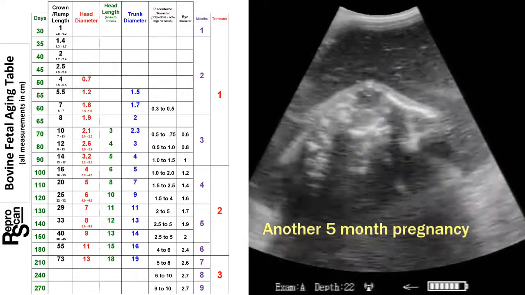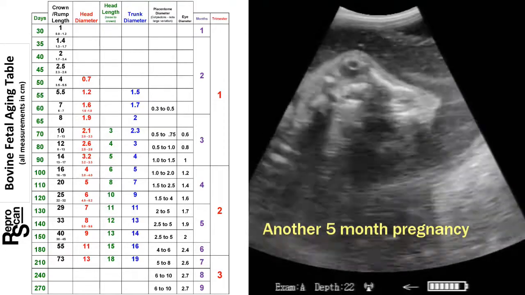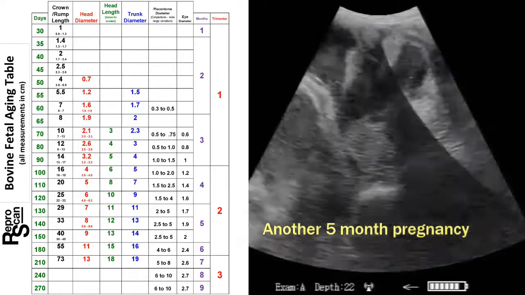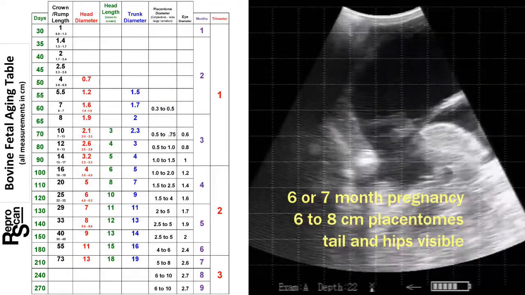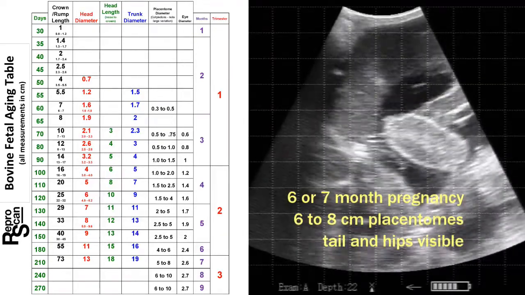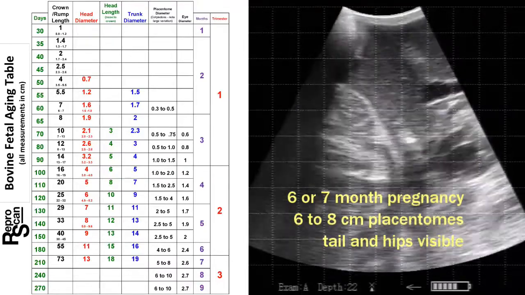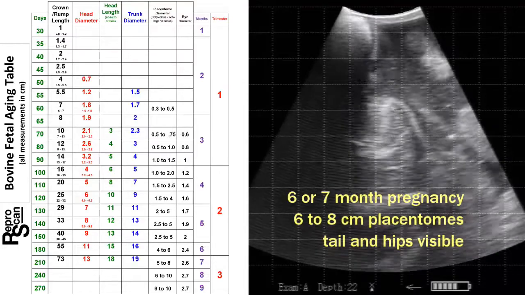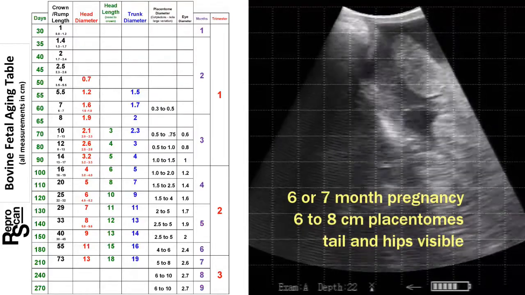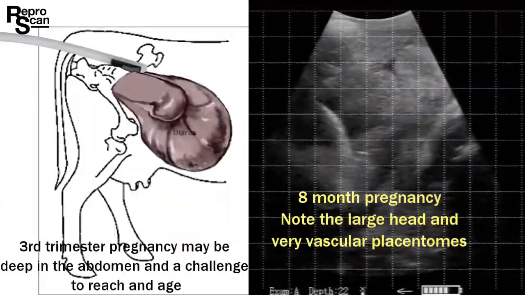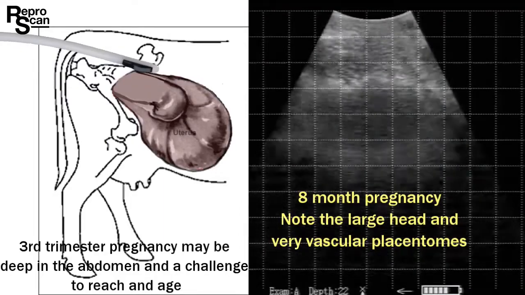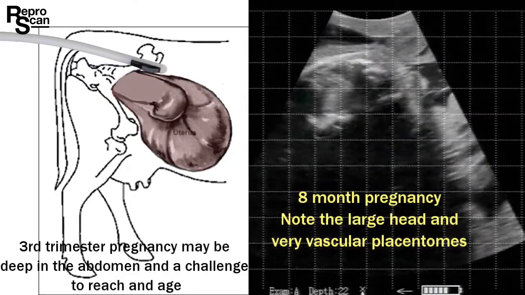Here's a little bigger 5-month pregnancy, and we can reconfirm a 5-month pregnancy or estimate that in a bull-bred herd. On to the 6 and 7-month pregnancies, placentomes are getting bigger, up to 6 to 8 centimeters in some of these big well-fed Angus, Simmental cross-type cows. 8-monther, so we've got an almost full-term pregnancy here.